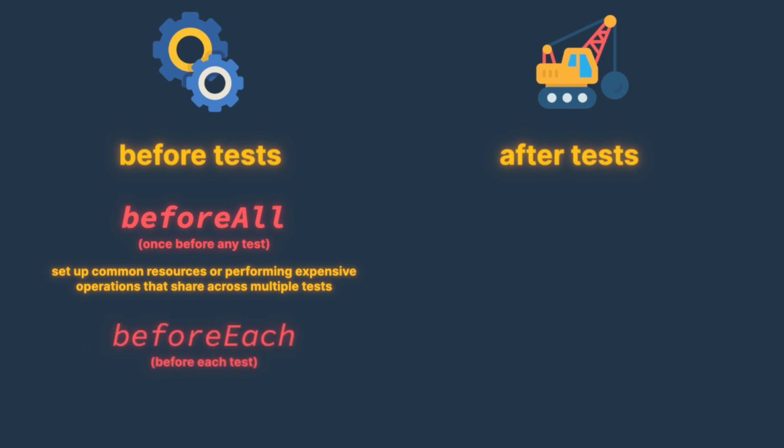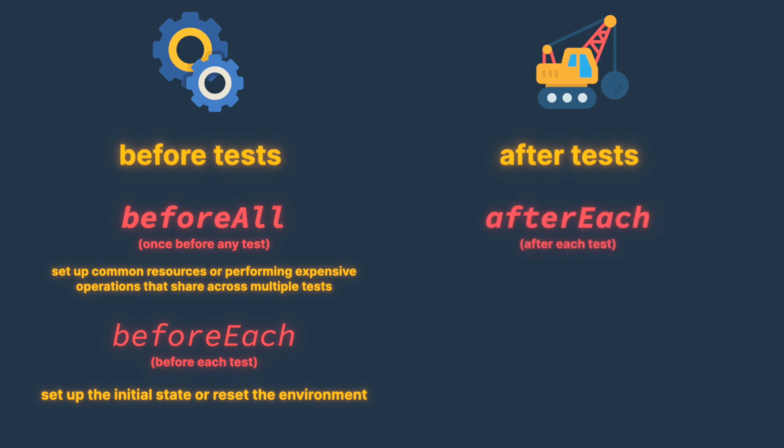The beforeEach hook is executed before each test in a described block. It's useful for setting up the initial state or resetting the environment needed for each individual test. As for the afterEach hook, it is executed after each test in a described block. It's useful for cleaning up resources or performing actions that need to be done after each test.